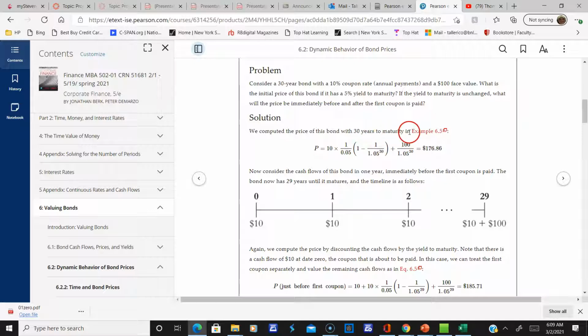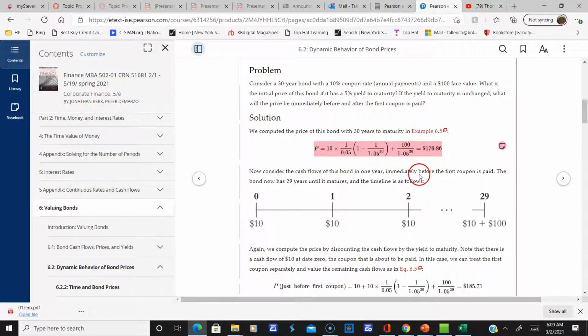With 30 years to maturity, they use the equation, and again, I think we calculated this before when I used Excel. All right. So you should go through this exercise using Excel all the time, right? Just to make sure you understand how to use Excel to price the bond. Now consider the cash flows of this bond in 1 year.